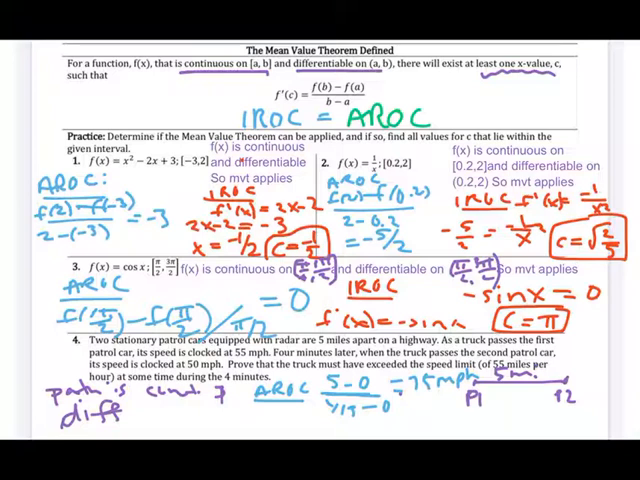So mean value theorem, the important things to remember when you are using it: you must state that the conditions are met, the continuous and differentiable. You need to find the average rate of change, find the instantaneous rate of change, and when applicable, set them equal to each other to find that particular C value.